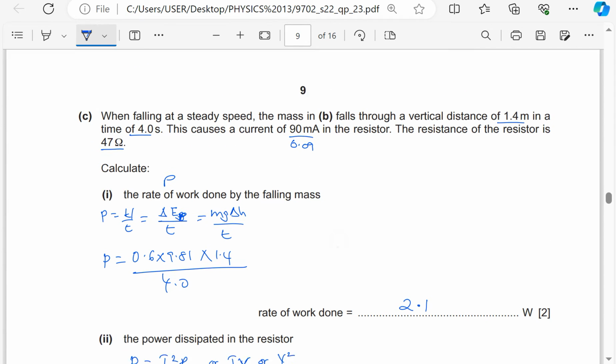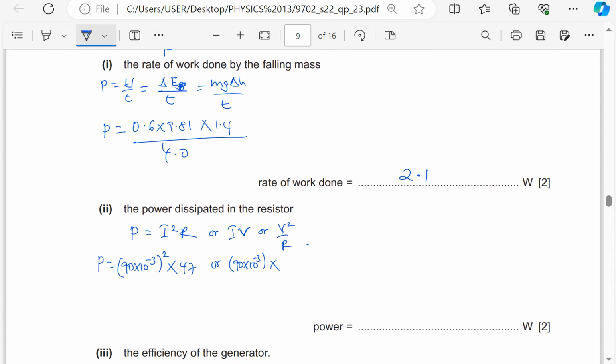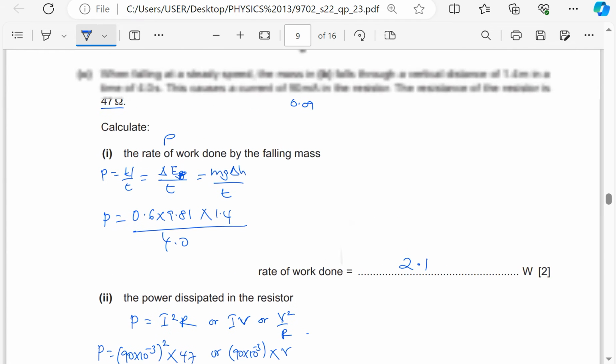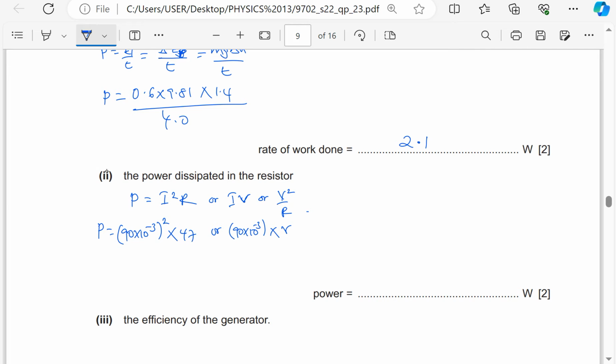Okay, you could find V from I times R. So V is I times R. That is still almost the same thing, which is I, which is 90 times R. So I'll just check the first one. You can finish the second one.